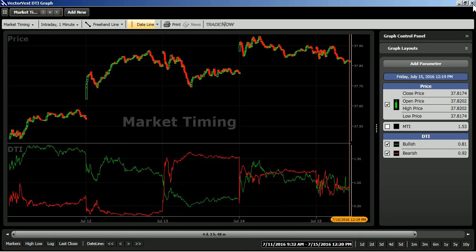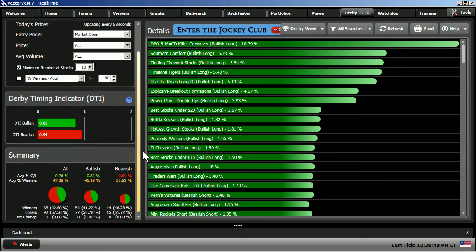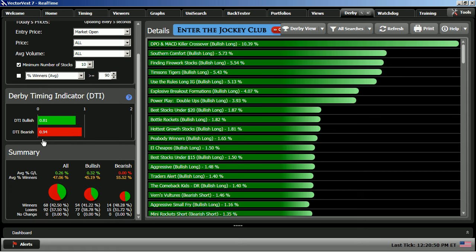Okay, let me close out of this graph and scroll down a little bit. As of right now, this is real time, right about 12:20 p.m. Eastern time. The Derby bearish indicator is strengthening a little bit just from a few minutes ago.